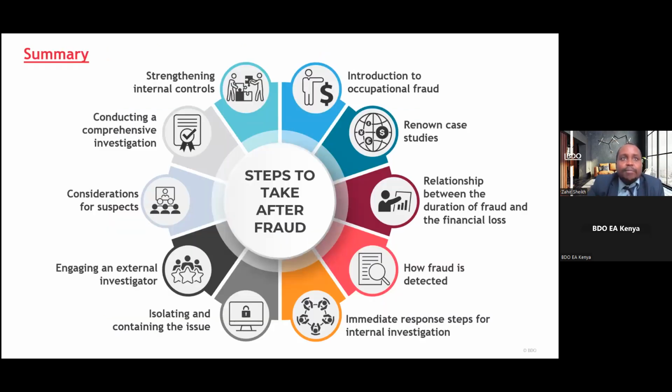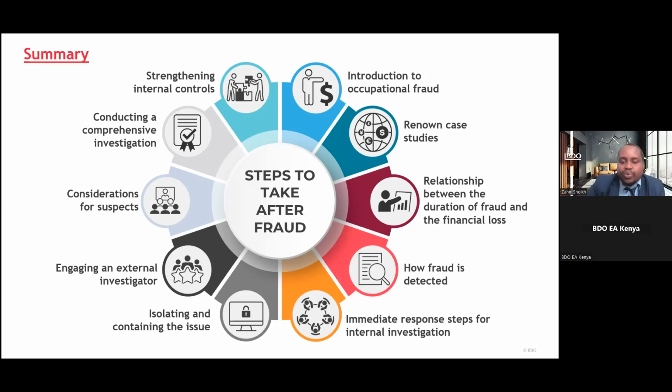So I think because of time, we'll just end there. So as a quick summary, we have looked at today the introduction to occupational fraud, some of the case studies of these and how fraud is done. We've looked at the relationship between the duration of fraud and the financial loss. We've looked at how fraud is detected and the immediate response steps for internal investigation.